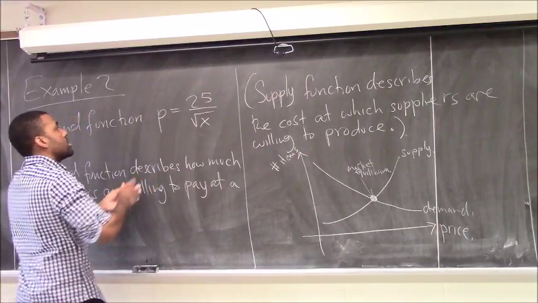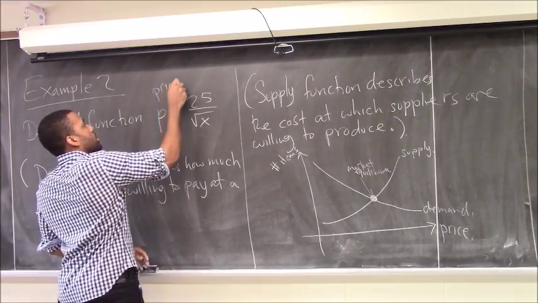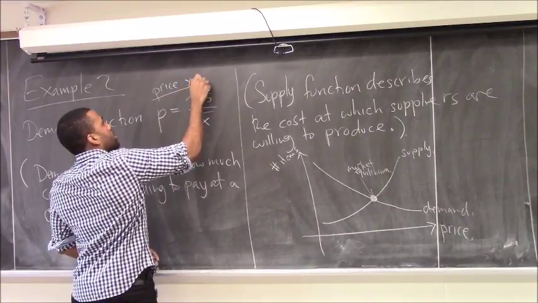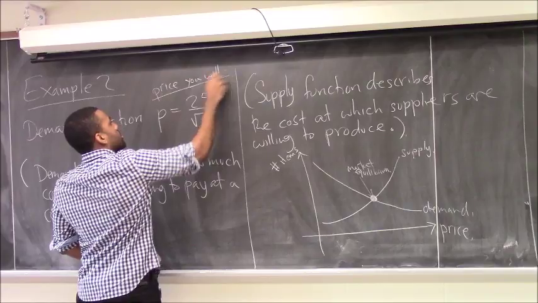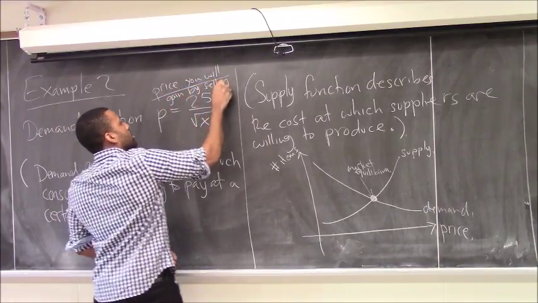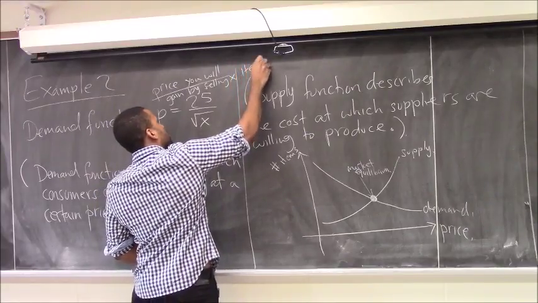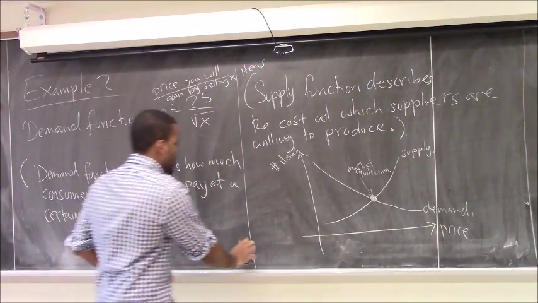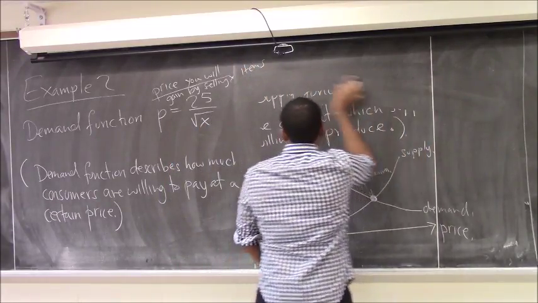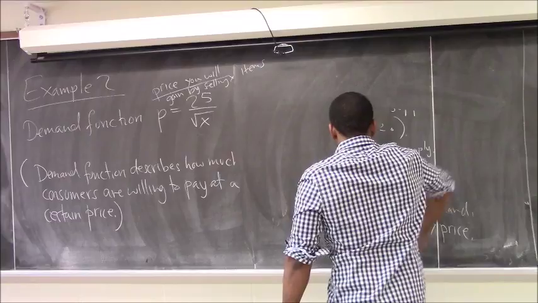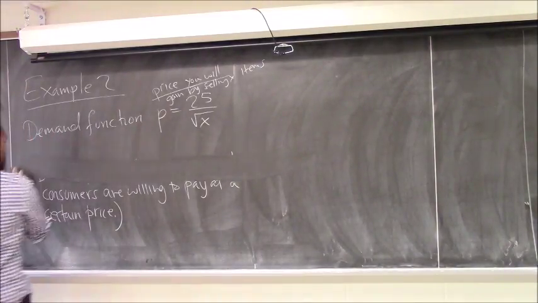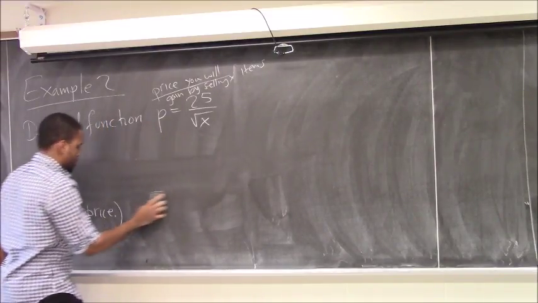So think of this as the price you're willing to pay. Price you will gain by selling X items. Right, so what price can we charge for selling X items? The demand function tells us that. If I talk about demand functions, I'm talking about the price that you can charge for an item.